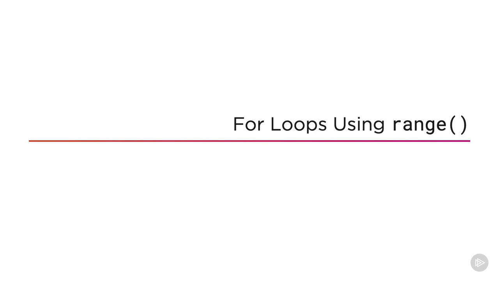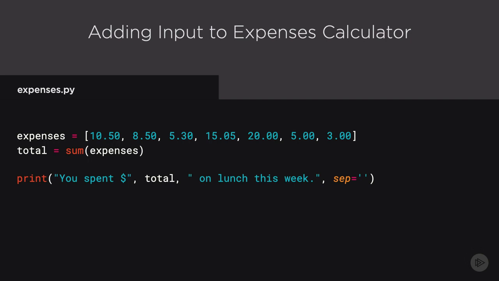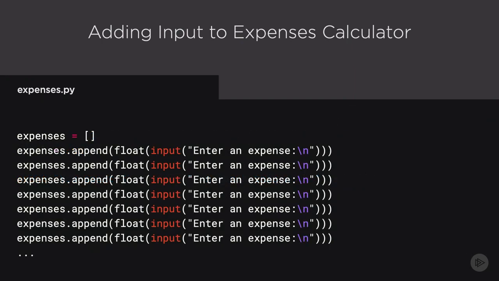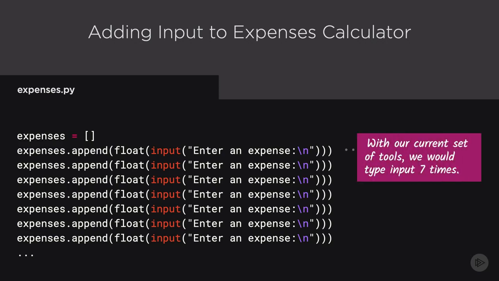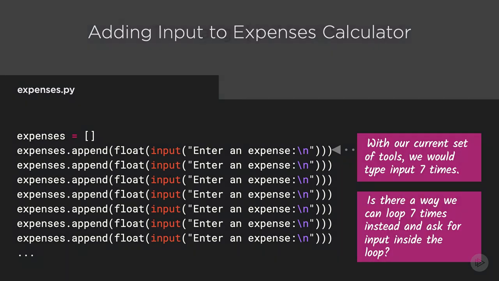In this section, we're going to look at Python for loops using range. Looking at the expenses program we just created in the demo, we want the user to be able to enter their own expenses instead of having this hard-coded list of expenses. But with our current set of tools, we would type input 7 times to get the 7 expenses for the week. Is there a way we can loop 7 times instead and ask for input inside of the loop?